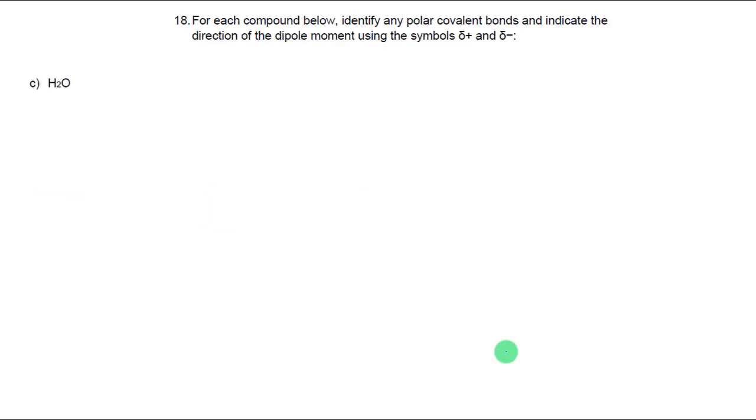Here we're going to identify polar covalent bonds and indicate the direction of the dipole moment. So we're just doing it for water. Water has 2 lone pairs, and that is the direction of the electron density from hydrogen. So this is partial negative. And then the overall net dipole is in this direction, where all of the electron density goes towards those lone pairs.